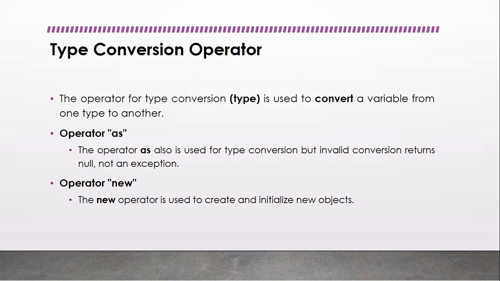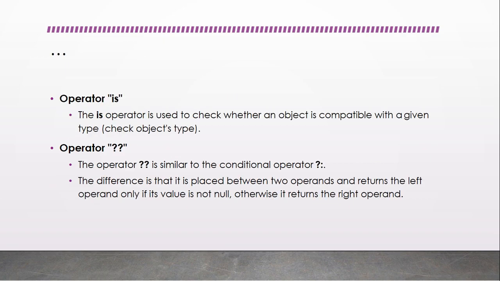Type conversion operators like as is used for type conversion, but on invalid conversion it returns null, not an exception. The new operator is used to create and initialize a new object. In a sense, it helps you to allocate memory for your object. The is operator is used to check whether an object is compatible with another object type.